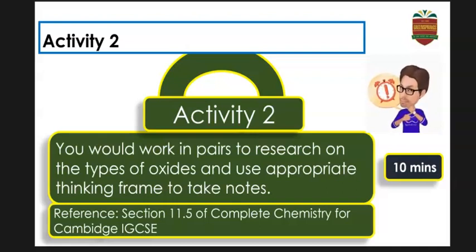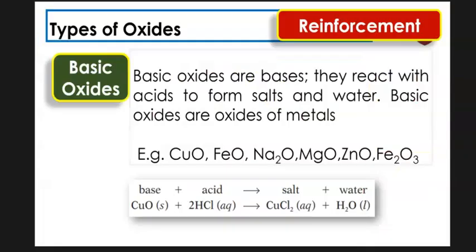Okay, well done for the research. I'm pretty sure you enjoyed doing the research. So let me do a quick reinforcement of the concepts that you must have found out during your research, and of course from the explanation that you have given. So we have the types of oxide, 4 types of oxides: basic oxide, acidic oxide, neutral oxide, and amphoteric oxide.